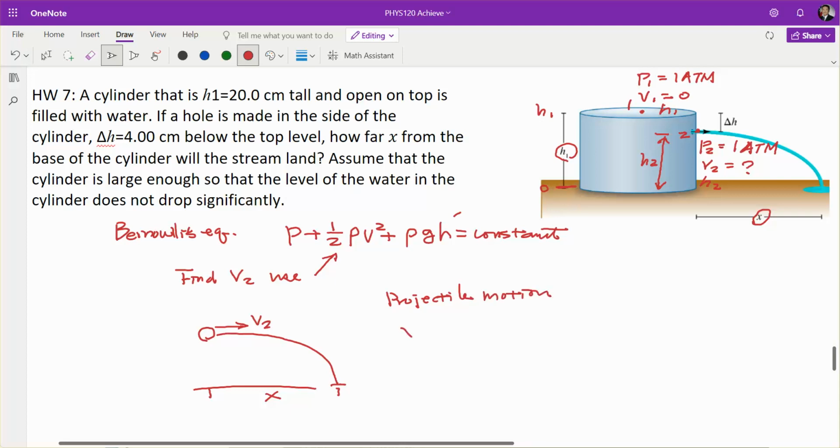In projectile motion, you have an x direction and a y direction. The x direction is a uniform velocity motion, and in the y direction you are in free fall.